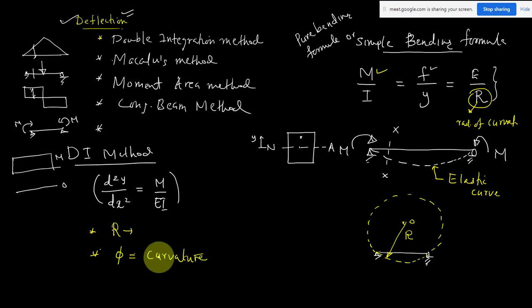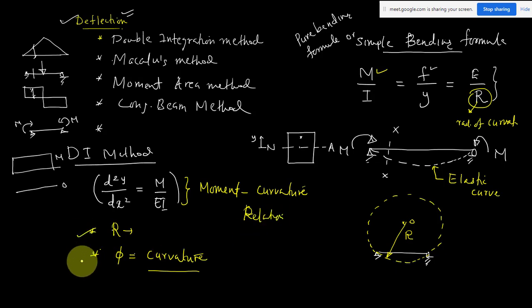So R is the radius of curvature. Then what is curvature? Why I am telling this is because of this relation, M by EI is equal to d square y by dx square. This relation we will be calling the moment curvature relation. We will explain that. So now we have to understand what is radius and what is curvature.